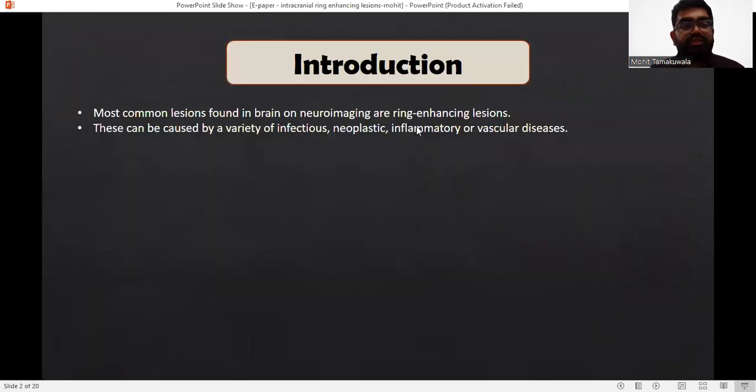Most common lesions found in the brain on imaging are ring enhancing lesions. These can be caused by a variety of infectious, neoplastic, inflammatory and vascular diseases.